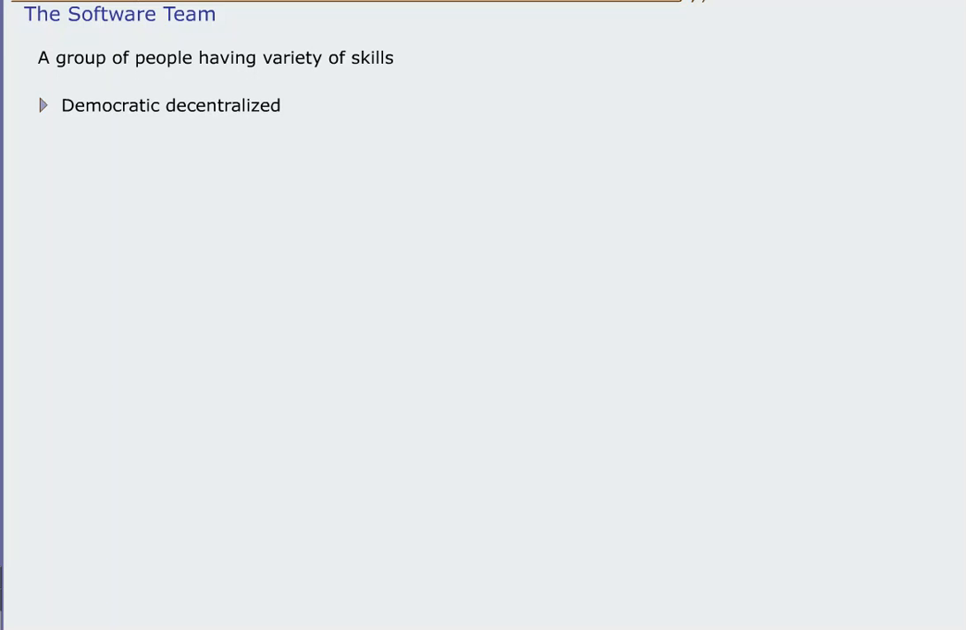Dear students, now we will discuss the software team structures in detail. The software team consists of people having variety of skills. Basically, 3 types of teams can be constituted. These are democratic decentralized, controlled decentralized, and controlled centralized.